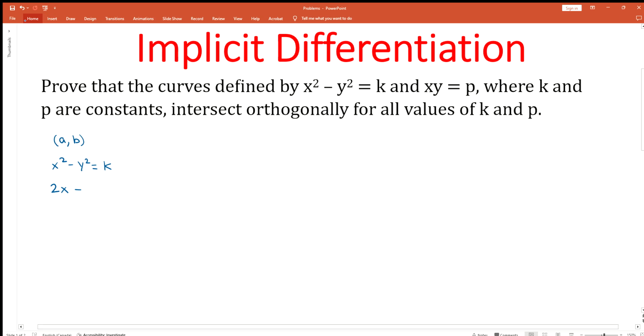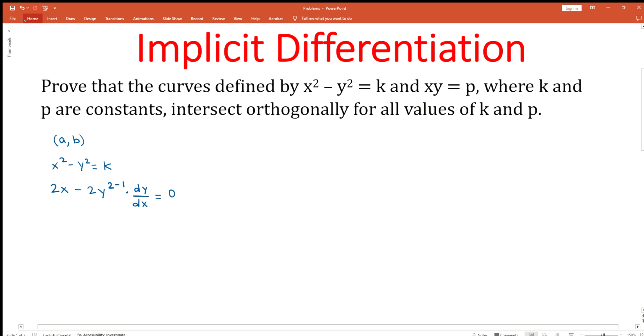As per chain rule, we start with the derivative of the outer function. We should use power rule. We move the exponent 2 to the front of the term and subtract 1 from 2 in the exponent times the derivative of the inner function y. The derivative of y with respect to x is dy over dx. On the right side, k is a constant. Derivative of a constant is equal to 0. This is the derivative of the first equation.